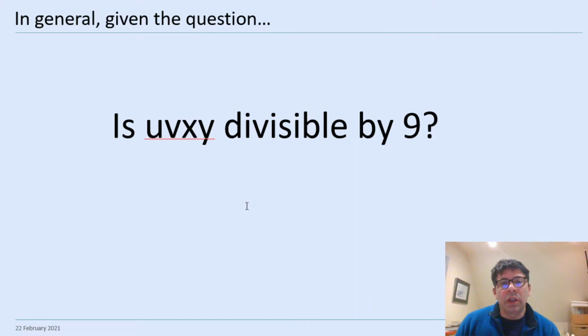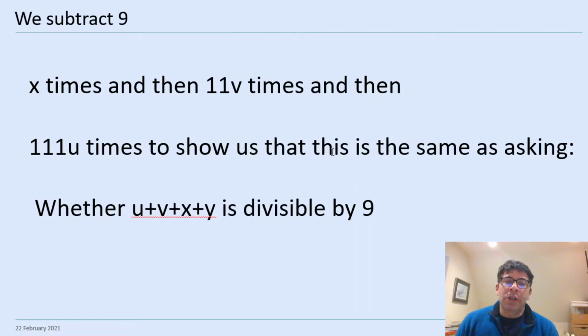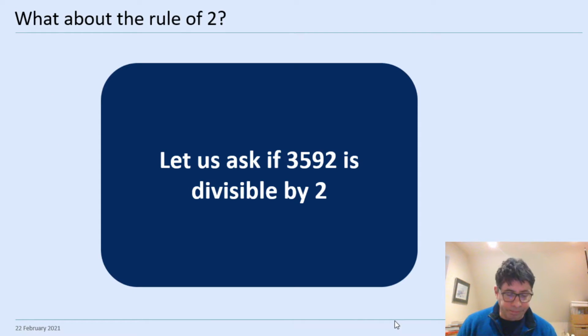In general, if we're given the question about whether UVXY is divisible by 9, we subtract 9 x times, and then 11v times, and then 111u times, to show that this is the same as asking whether u plus v plus x plus y is divisible by 9. So here we've actually proved that the rule works.